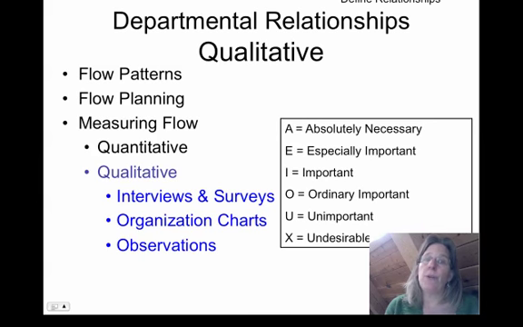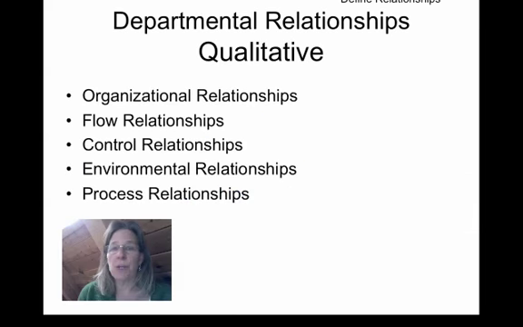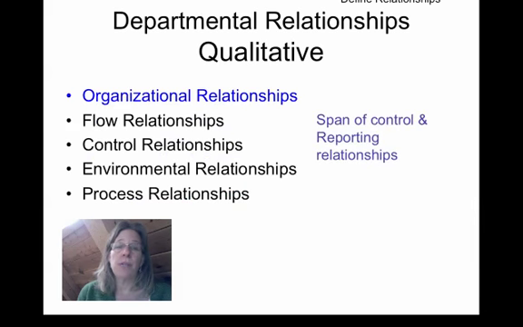Another thing you might want to do is look at this in a qualitative sense. So this is looking at the departments and not only using volume information about production, but also using other information about how important it is for people to talk to each other. You might want to look at interviews and surveys, organization charts, or observations. And what you do then is you use this AEIOU acronym and X to indicate what should be next to each other. So let's look at organizational relationships.